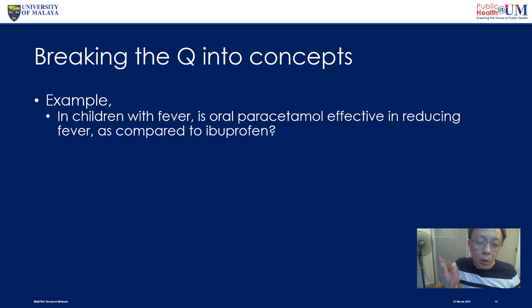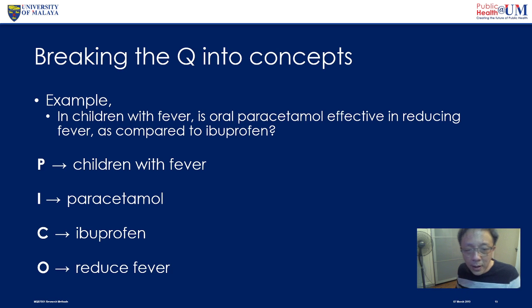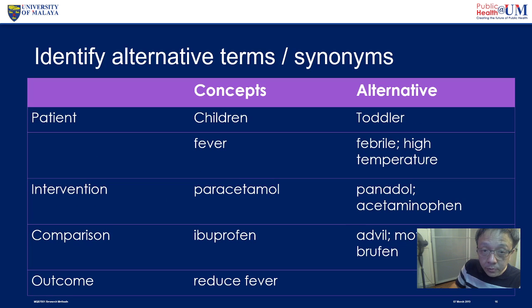By looking at this question, you have basically broken it down to PICO. After breaking it down to PICO, you want to look at children, ibuprofen, paracetamol, and reduced fever. So that's your PICO: children with fever, intervention paracetamol, comparison is ibuprofen, and outcome is reduced fever.